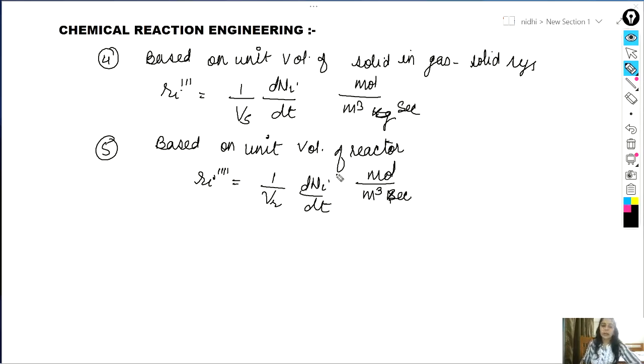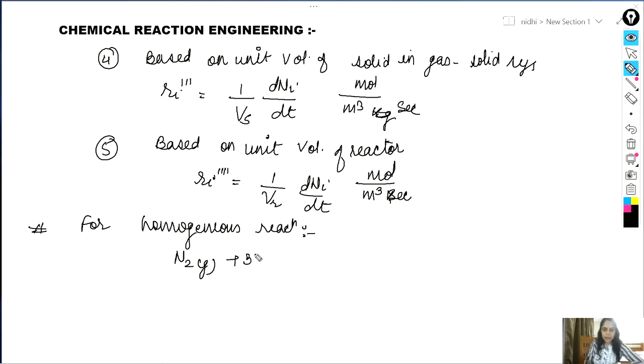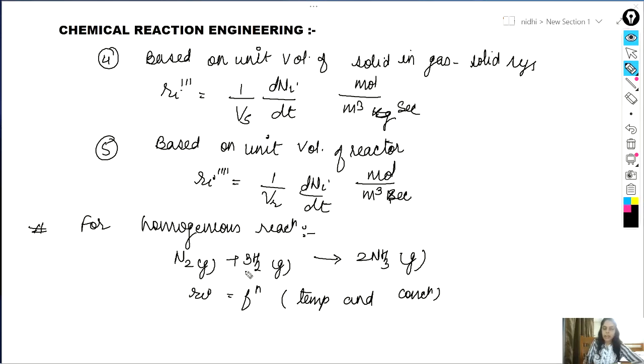So these are the rate of reaction for any homogeneous reaction system where the reaction mixture contains only one phase, right? So let's take the example N2 plus 3H2 and it gives you 2NH3 gas, right? And here this rate of reaction, you can see it is a function of temperature and concentration. Fine. And what we have reactants and products. So these are the reactants which are directly converted into the product.